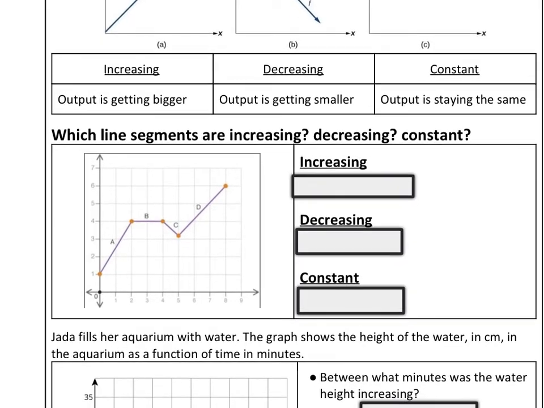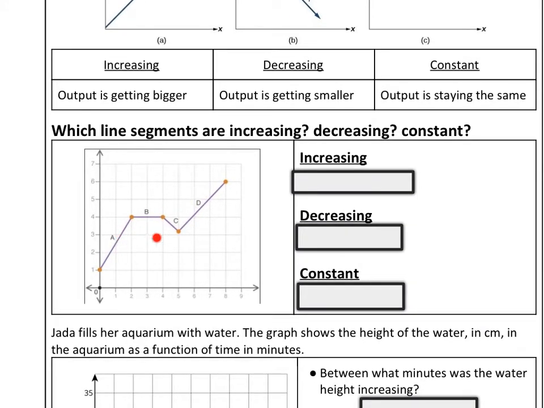So, which line segments in this graph down here are increasing, decreasing, or constant? We have line segment A, line segment B, line segment C, and line segment D. See if you can fill this out saying which ones are increasing, decreasing, or constant, and then we'll go over it together.